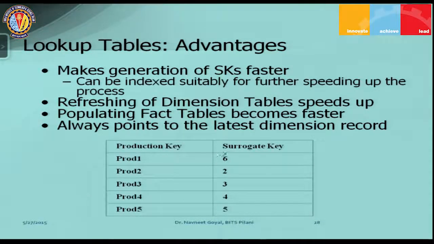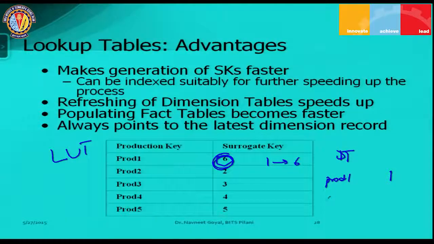So what I have done is, you can see here it is 6, earlier it was 1, so I have changed from 1 to 6, and a new surrogate key has been assigned, and in the lookup table there will be 6, right, not 1. And in the dimension table, you will have product 1 and surrogate key 1, and you will have product 1 and surrogate key 6, right? And 6 would be the latest one, okay. So that's how it is done.